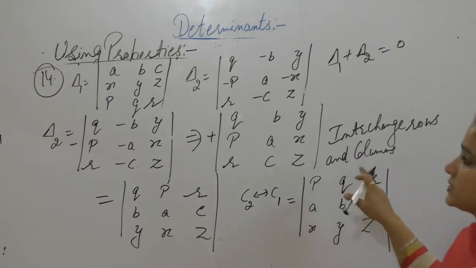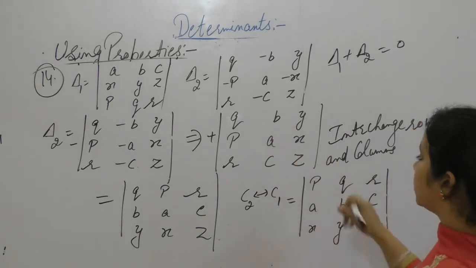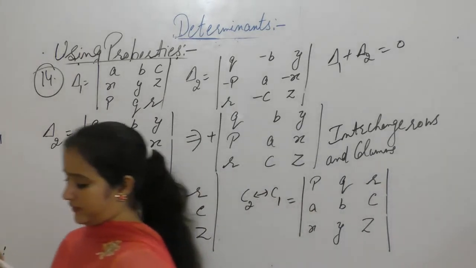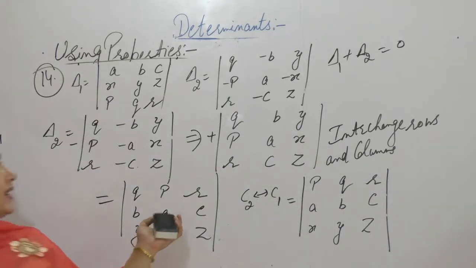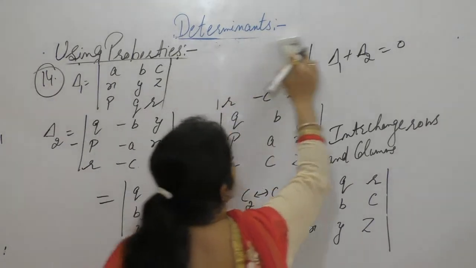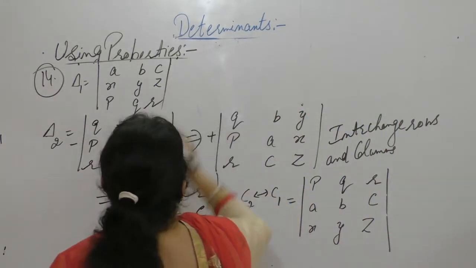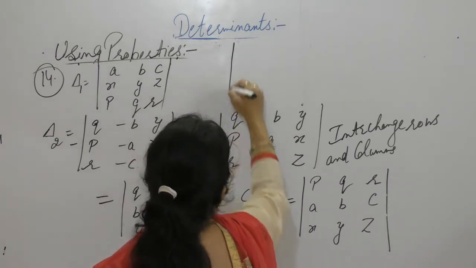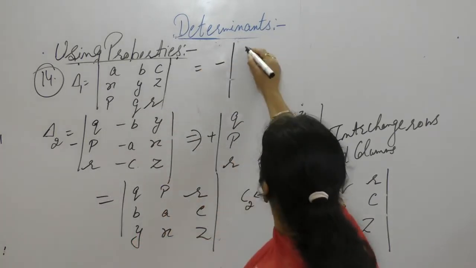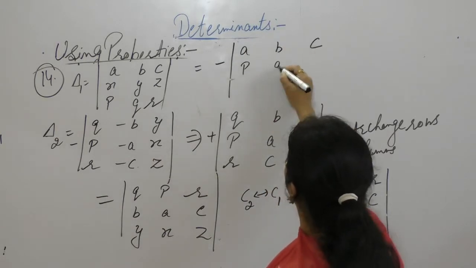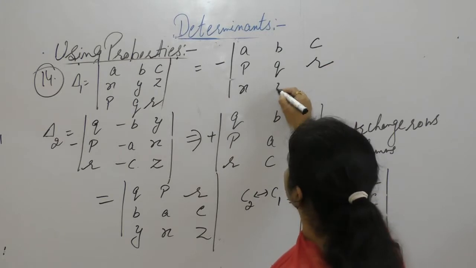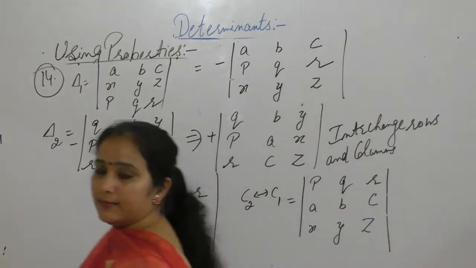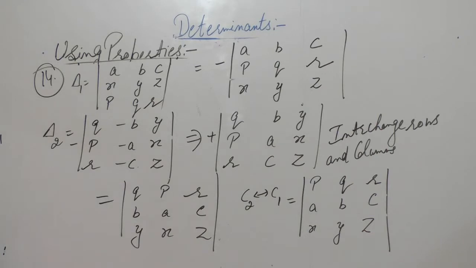Now on the first row we have the term ABC. So interchange two rows. When we are interchanging two rows, then the negative sign comes. So it becomes minus A B C, P Q R, X Y Z, minus ABC after interchanging two rows.